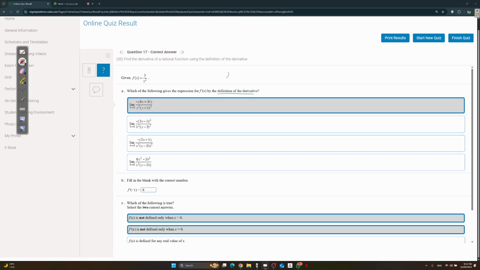Okay. Again, same thing by the definition of the derivative. So what's the rule? F of x plus h minus f of x over h, right? And obviously limit as h approaches 0. Yeah, let's do it. Like I told you, find f of x plus h and f of x separately, so then you can just substitute them. F of x plus h, and instead of x, you put what? X plus h. So it's going to be 3 over x plus h squared.